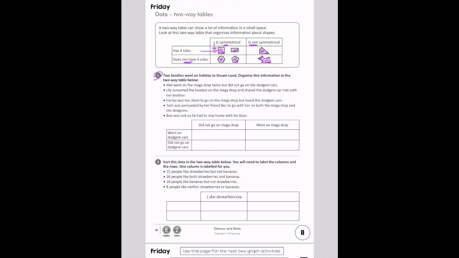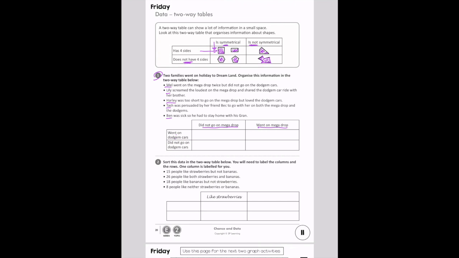So in question number 1, two families went on holiday to Dreamland. Organize this information in the two-way table below. So we're going to put each of these people onto the graph according to whether or not they went on the mega drop. So they did not go on the mega drop or they went on the mega drop. They went on the Dodgem cars or they did not go on the Dodgem cars.